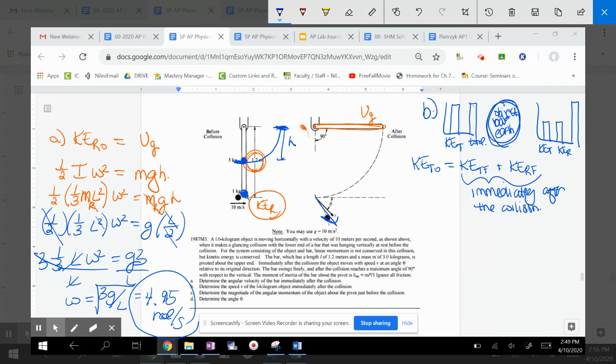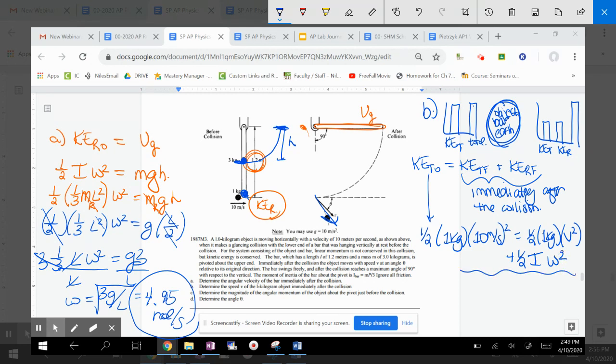Okay, so this equation is 1/2 my mass, which is 1 kilogram, times my velocity. They gave me 10 meters per second, so 1/2 m, this is the 1 kilogram object still, times v squared, where v is what I'm looking for, plus 1/2 I omega squared.